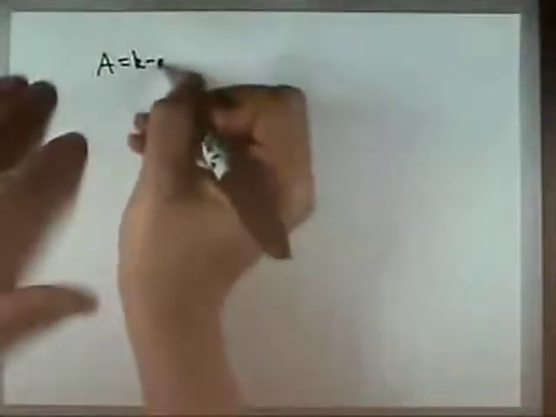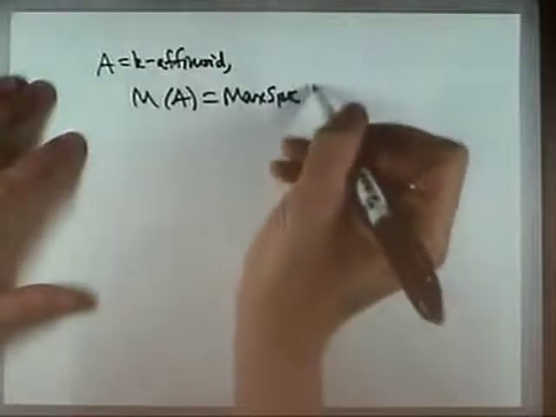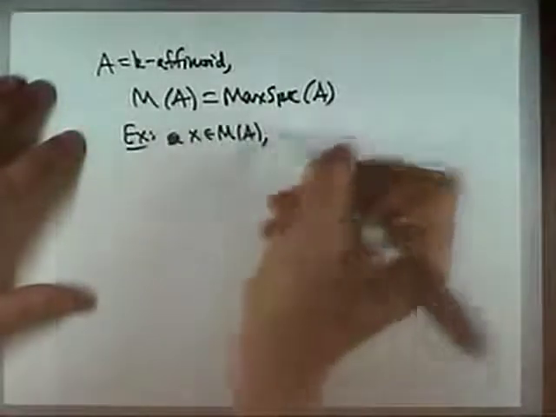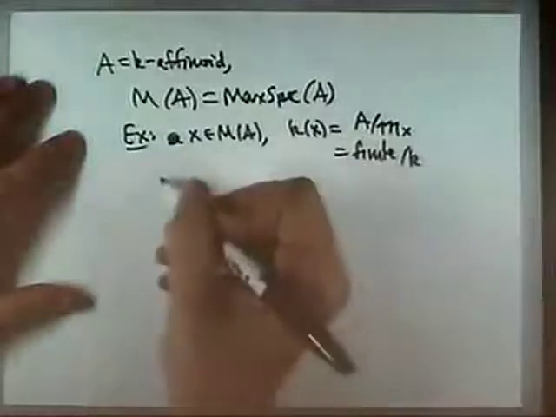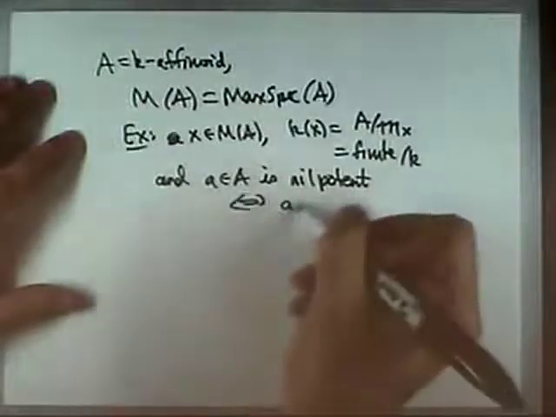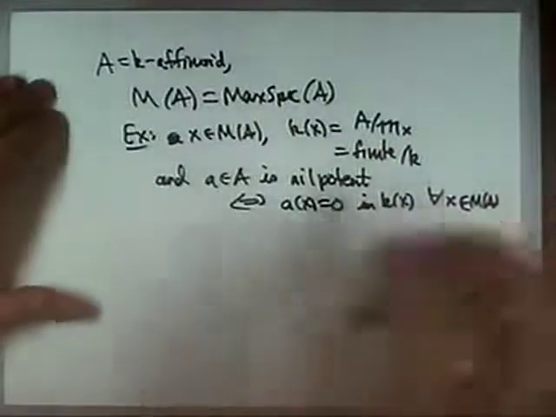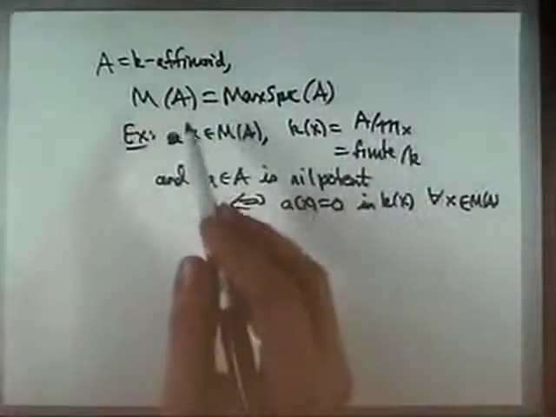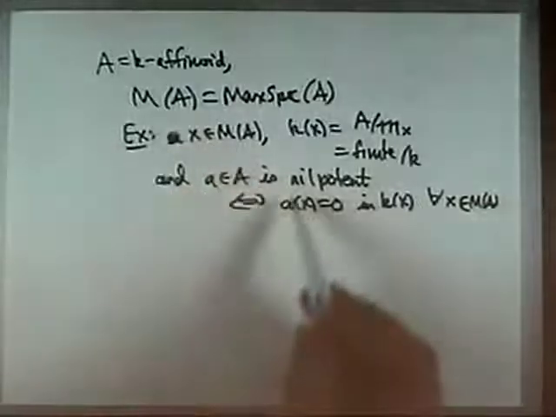So if A is an affinoid algebra, let M(A) denote the set of maximal ideals of A. For example, if I give you x in M(A), we define K(x) to be A modulo that maximal ideal. This is finite over K. And a in A is nilpotent if and only if it vanishes in K(x) for all x in M(A). Simply because this just says that a lies in every maximal ideal, if we think about this as a quotient of a Tate algebra, the condition of vanishing in the residue field says that you lie in every maximal ideal over the defining ideal, and therefore you lie in the nilradical of that, which is to say that you're nilpotent in the quotient ring.